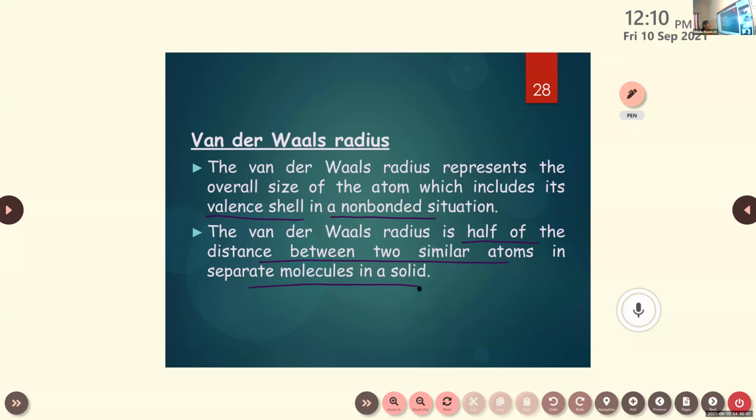The van der Waals radius represents the overall size of the atom, which includes its valence shell in a non-bonded situation. Even in a non-bonded situation, we can calculate this van der Waals radius. The van der Waals radius is half of the distance between two similar atoms in separate molecules in a solid.